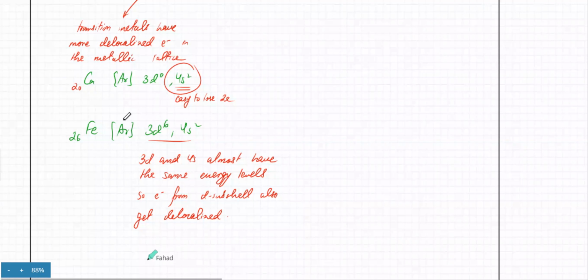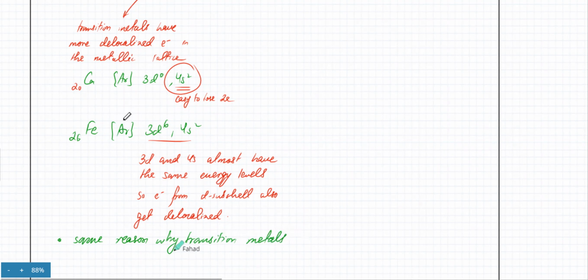Now we can also talk about variable oxidation states with the same reasoning. Same reason why transition metals have variable oxidation states. Why? Because there is no sudden jump in ionization energies when electrons are removed.